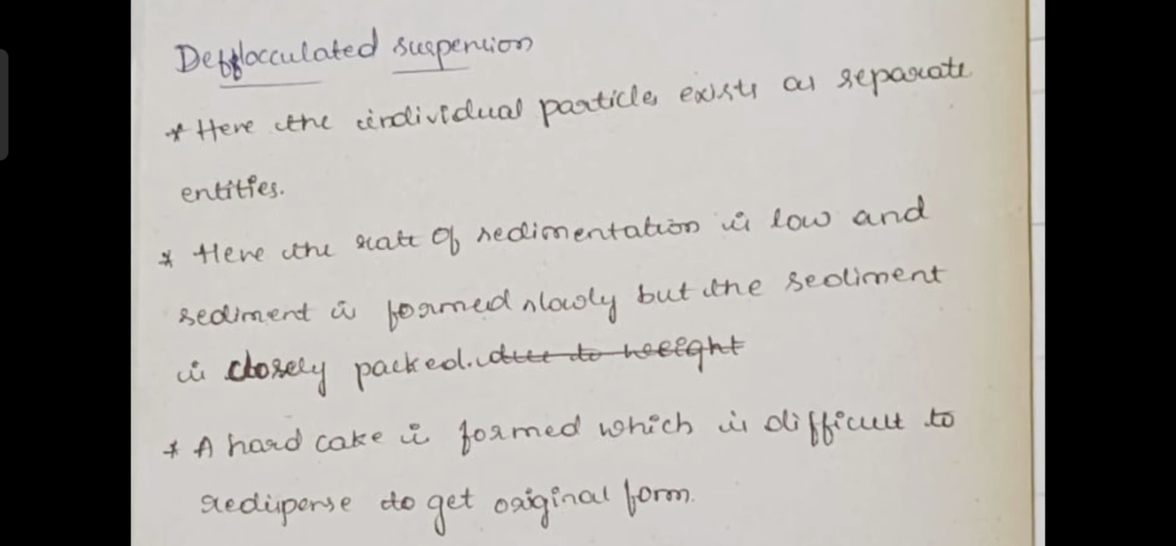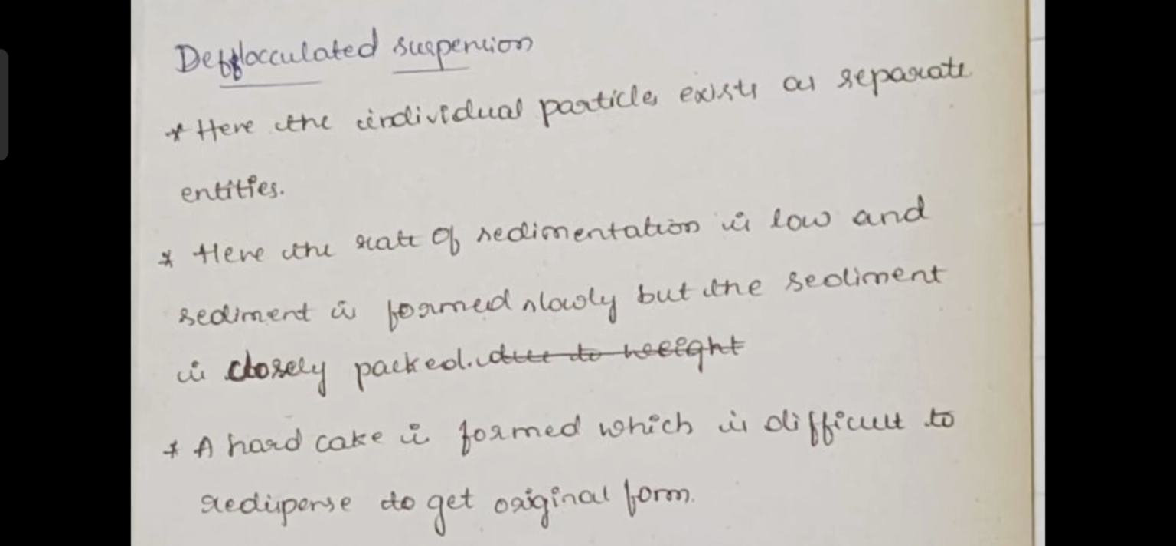Coming to the deflocculated suspension, here the individual particles exist as separate entities. I said in flocculated, flocculation means network formation. One will be in contact with another to form a chain-like or network-like structure. It is called flocculated. But in case of deflocculated, each particle will be a different entity, a separate entity.